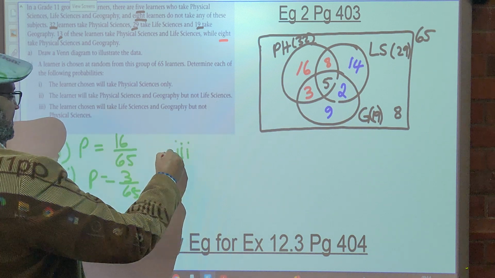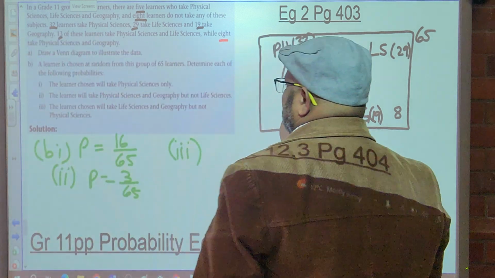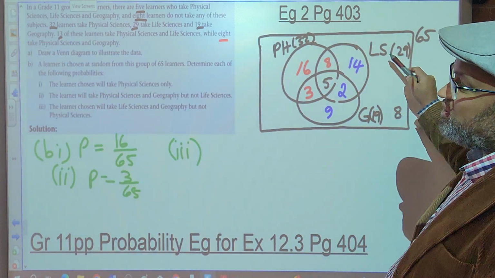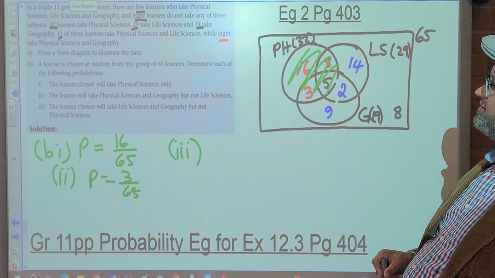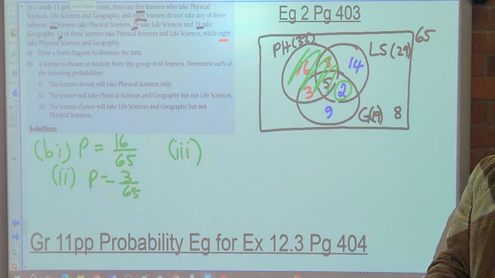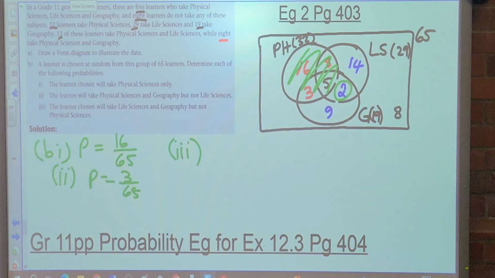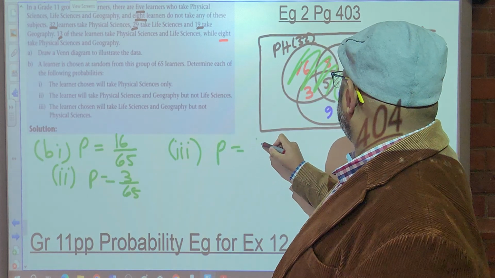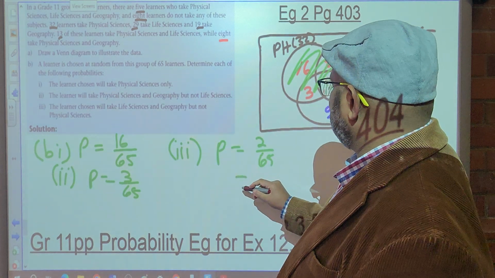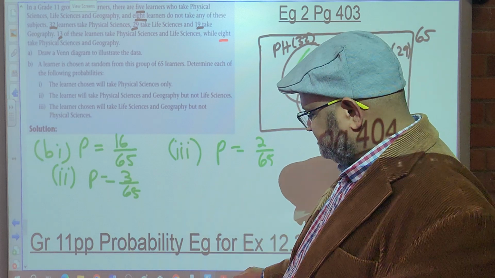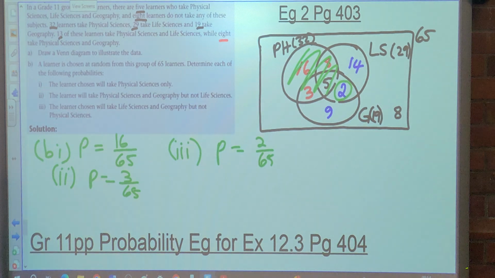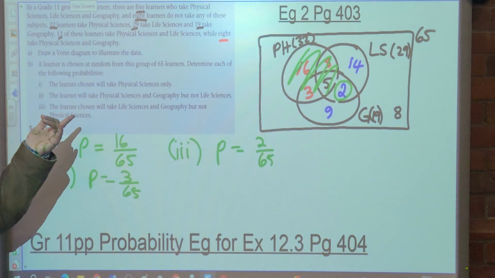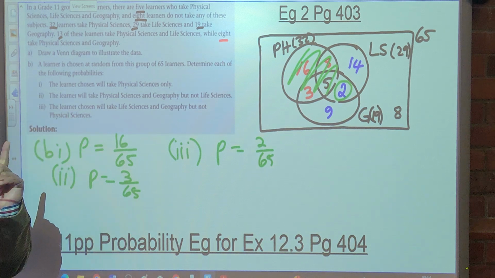Question 3. A learner chosen will take life science and geography, but not physical science. So he's cutting this out here. So it's basically 2. Now if you didn't calculate your x at this point, this is the point you would have calculated. So here we say the probability will be 2 out of 65, which is also in its simplest form. People, you guys understand? Is there any confusion here? No. Okay, again, this will cover the second half of the exercise, this question.